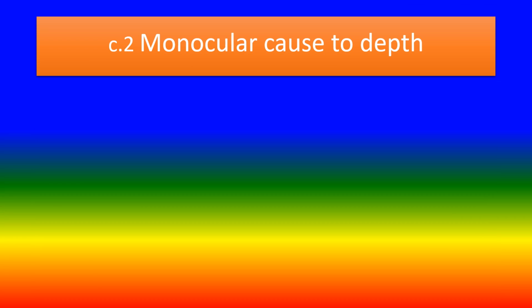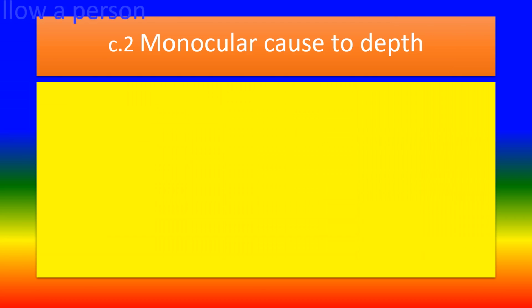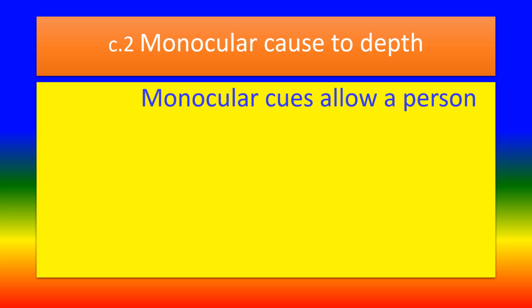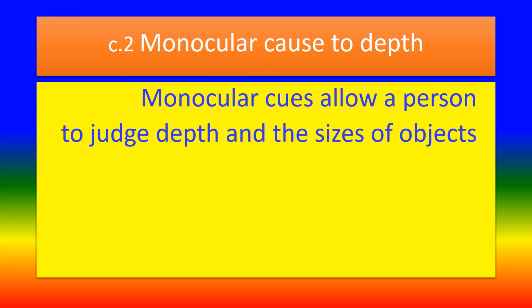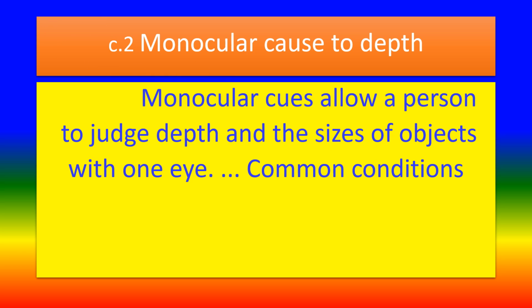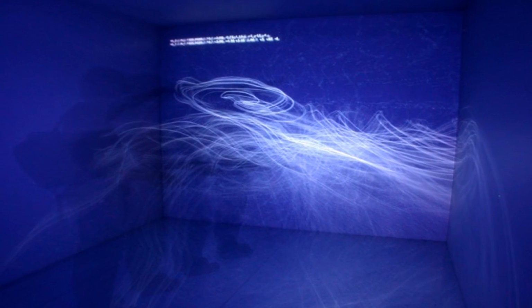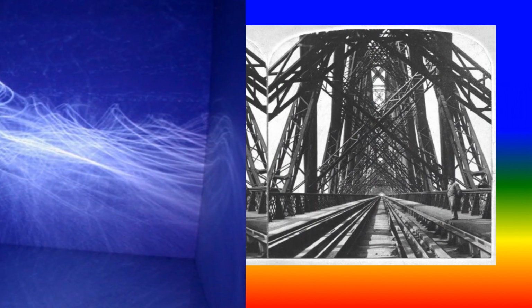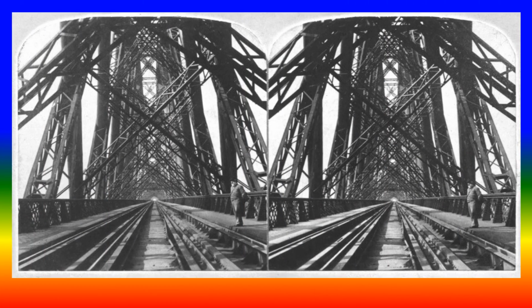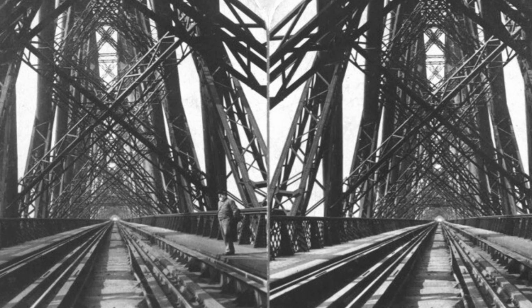C2, monocular cues to depth. Monocular cues allow a person to judge depth and the size of objects with one eye, common conditions that cause depth. Look at this picture. Monocular.